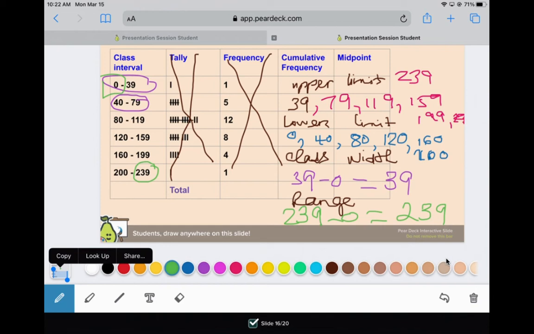Because the next step, the next thing we're going to do, is create the frequency table. So we're going to create these things. Okay. Questions for me?